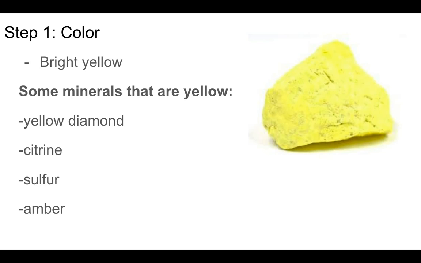So to narrow down some minerals, we know that some yellow minerals are the yellow diamond, citrine, sulfur, and amber. And we know what amber is. Amber is the tree sap that hardens.